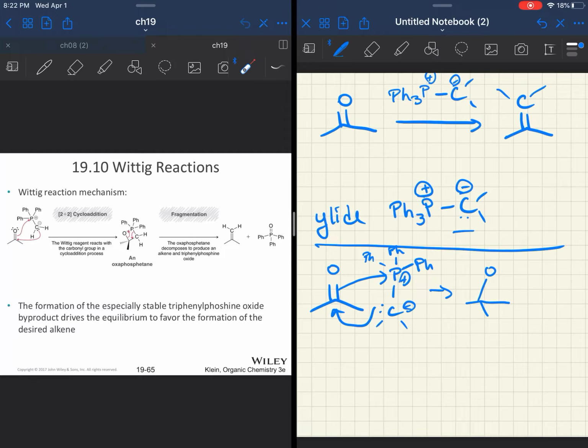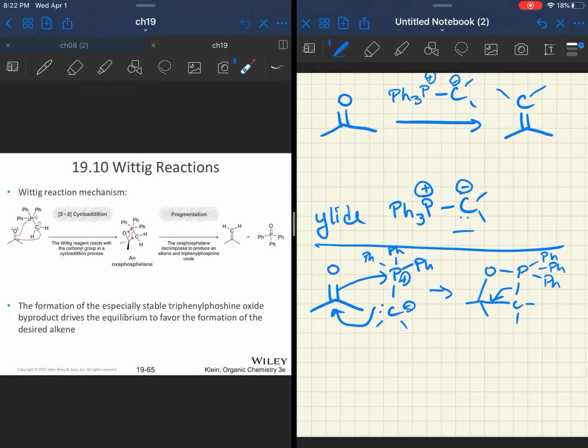So we actually wind up making this really interesting square intermediate where you have your new carbon-carbon bond, and you also have a new oxygen-phosphorus bond. The phenyl groups are still there, and whatever was attached to the carbon is also still attached to the carbon. Now, this is called an oxaphosphatane. It's a four-membered ring. As you might imagine, it's not super stable, so it does fall apart.